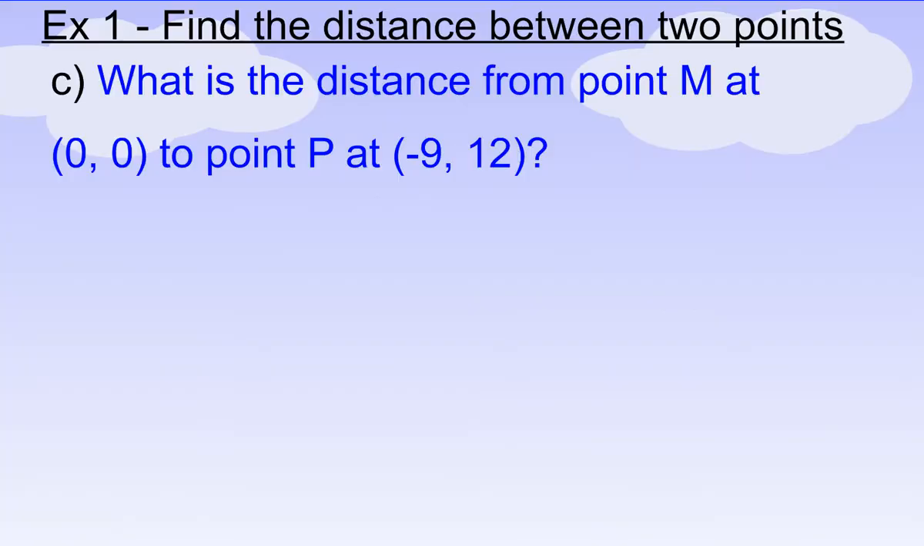So here's what I'd like you to do. I'd like you to do letter C right now. Pause the video, try it on your own, either using the Pythagorean theorem or the distance formula. I don't care. Do it one way or the other, or maybe try both. But pause the video, do it, and when you're ready to continue, hit play, and we'll go through it together.